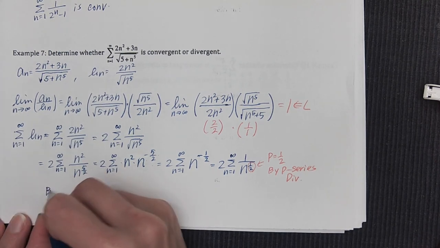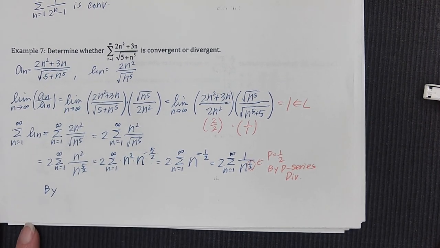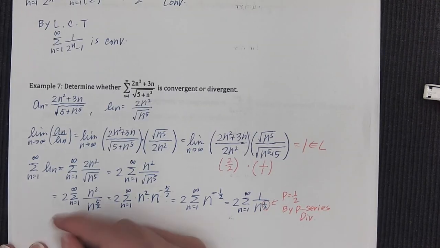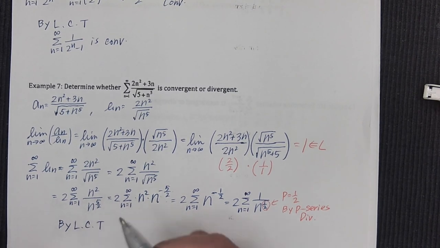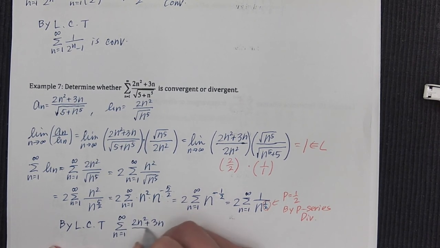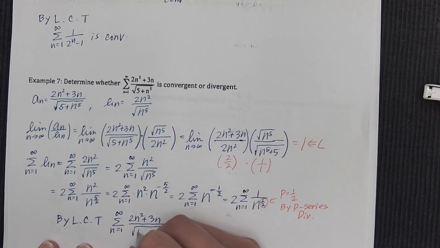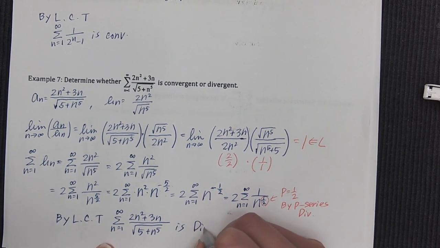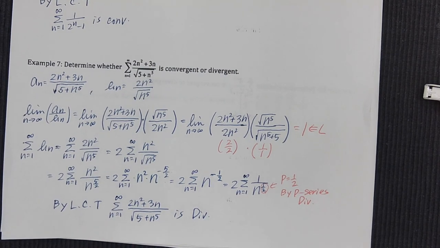Divergent. Okay, by which test am I using? LCT, the limit comparison test, yes. The summation n equal 1 to infinity of 2n square plus 3n over square root of 5 plus n to the 5 is divergent. That's the answer. We made it today. Quick.